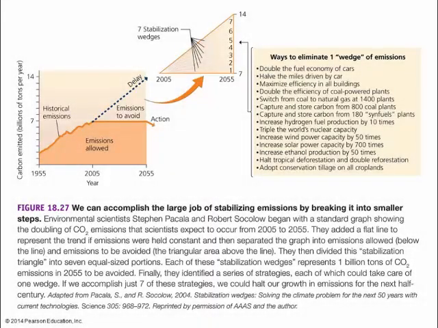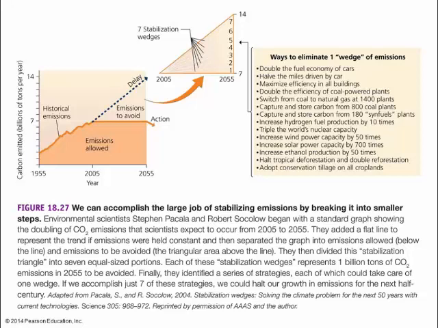The last thing I want to mention is that we can reduce emissions. While this seems like a daunting task, if we break it up into smaller steps, it is much more manageable. Here you see figure 18.27 from your book that shows 15 strategies that will each eliminate 1 billion tons of carbon each year by 2050 if deployed at a large scale. If we achieve just 7 of these 15 aims, we would stabilize our emissions. If we achieve more, we will reduce our emissions.